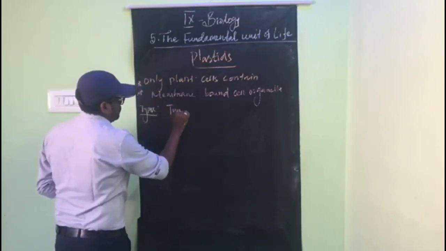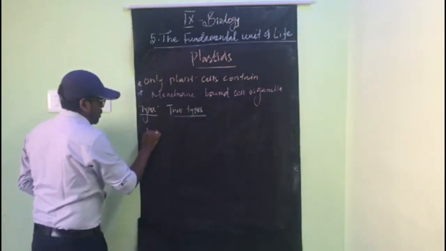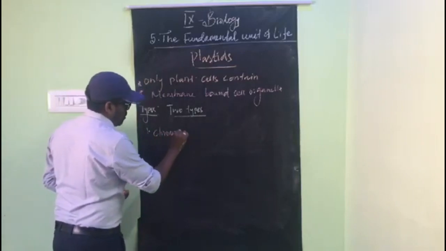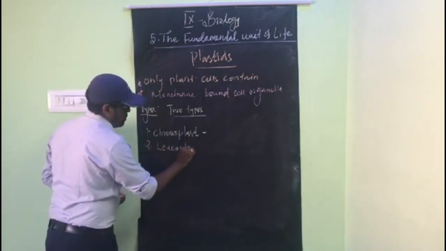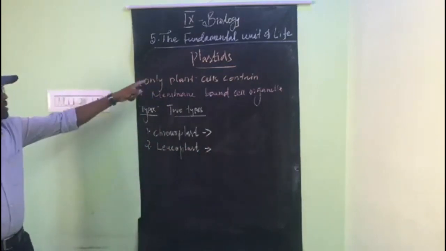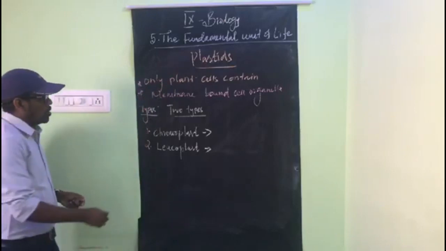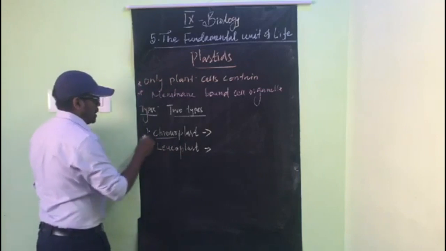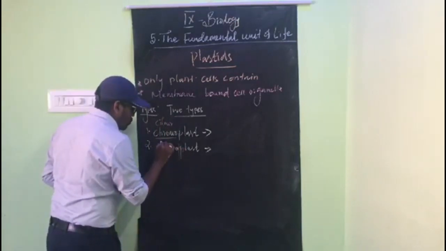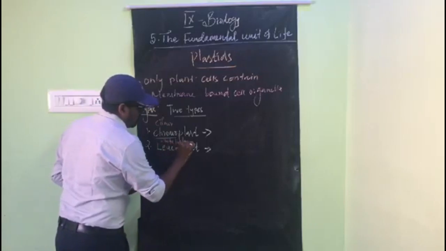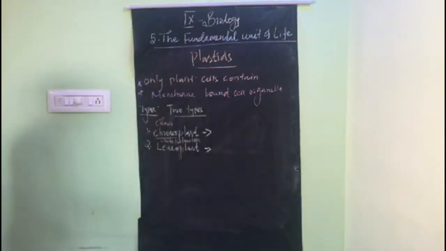Then, types of plastids. There are two types. The first one is chromoplast and the second one is leucoplast. Chromo means color, and leuco means white or colorless. Again, there are two types of plastid. The first one is chromoplast. The chromoplasts are colored plastids and the leucoplasts are white or colorless.